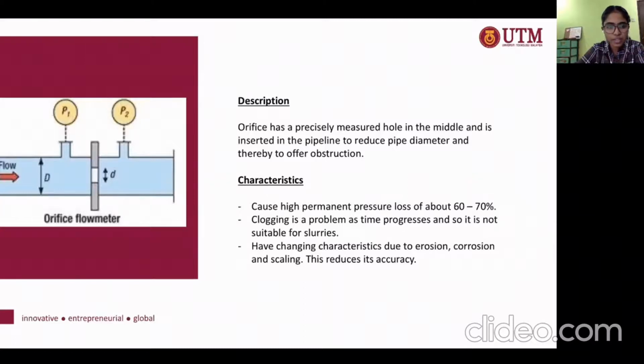And the last one is orifice flow meter, where the orifice flow meter has a carefully calculated hole in the center and is placed into the pipeline to lower the pipe diameter and hence provide obstruction. And it is not suitable for slurries because it has a clogging problem and changing characteristics due to erosion, corrosion, and scaling. So this will reduce the accuracy.